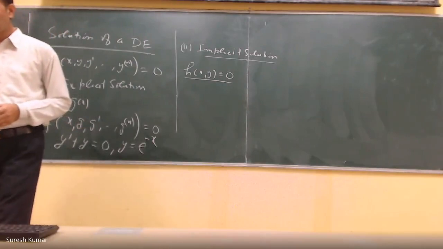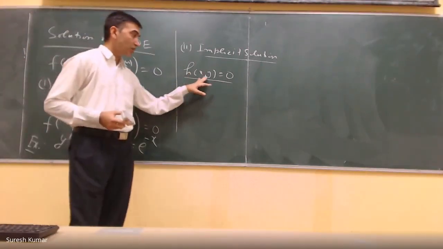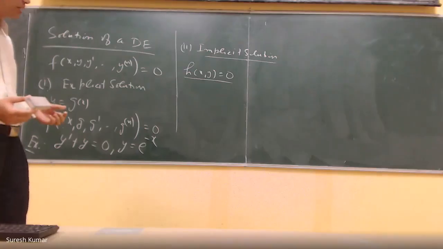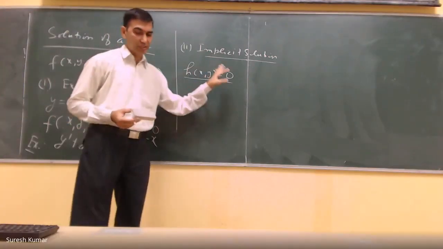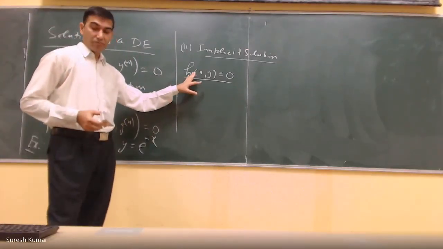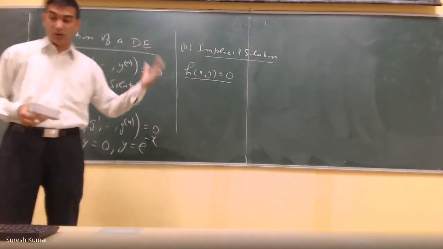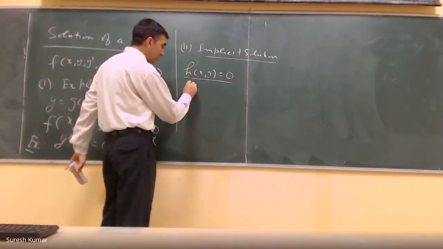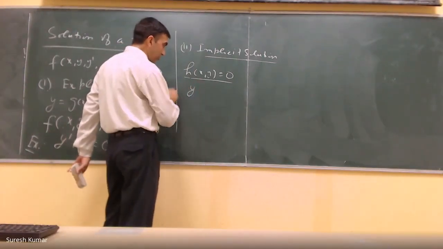Implicit solution. A relation of the form h(x, y) equal to 0 is said to be an implicit solution. Sir, can you say that all explicit solutions are implicit solutions? The idea behind explicit and implicit, let me complete it, then you will understand. So if this relation gives at least one explicit solution, then it is an implicit solution. Let's see an example. Through the example, you will understand immediately what I am trying to tell.